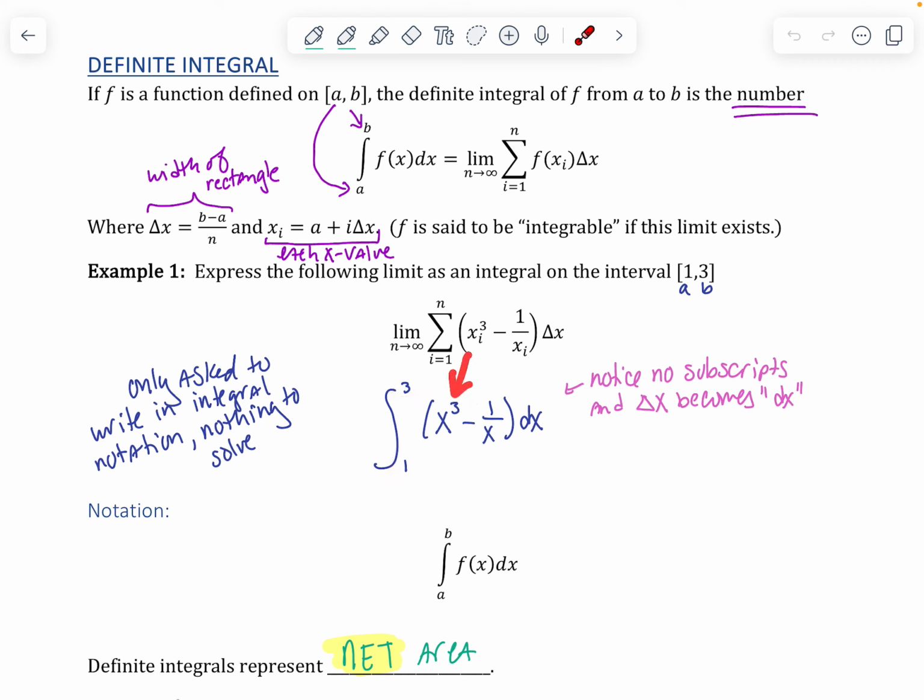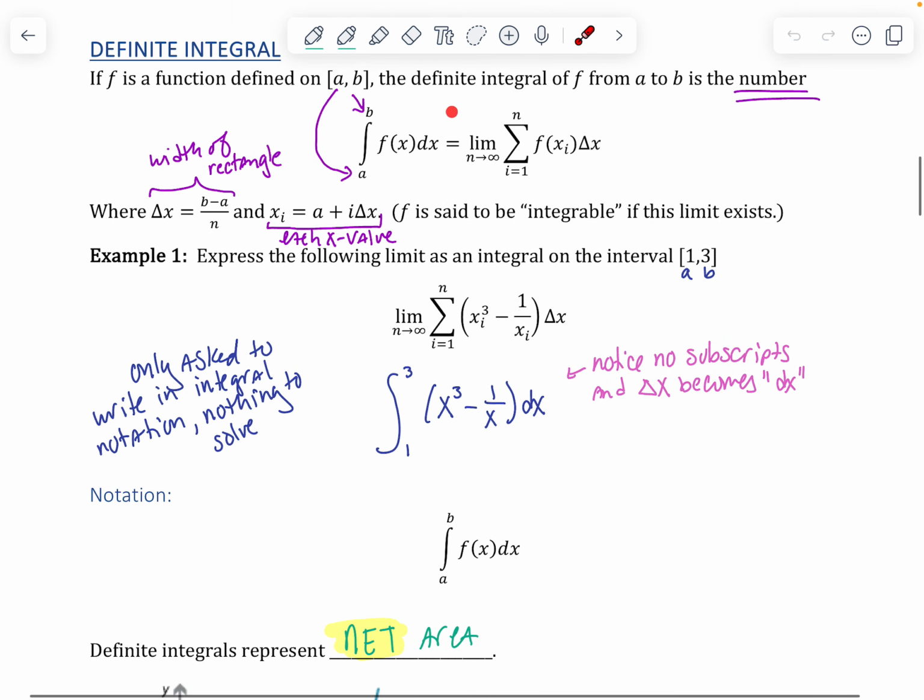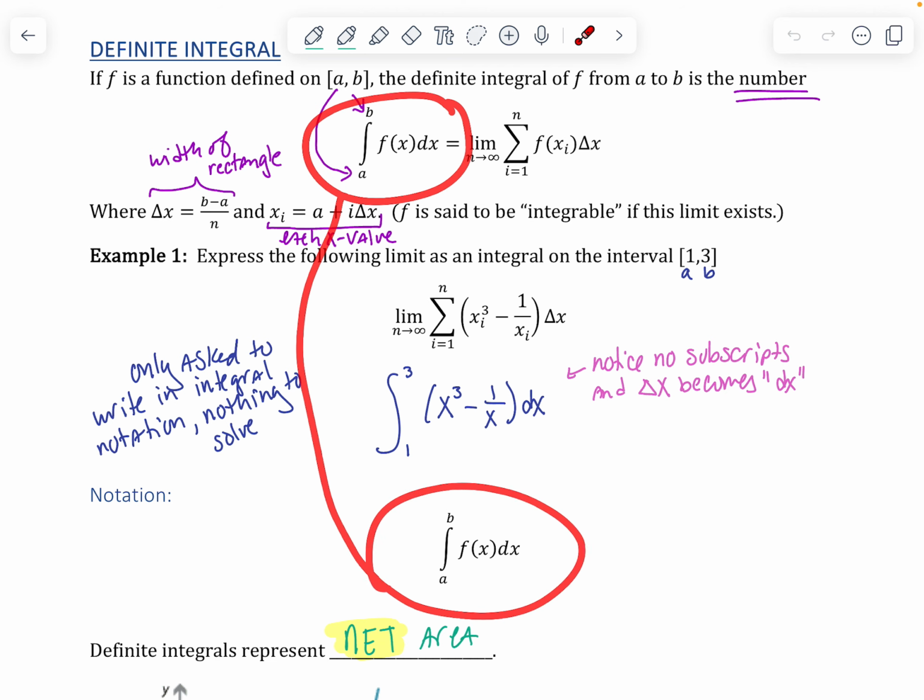And then the function itself is I'm taking whichever x value I have at the time and cubing it, so I don't really need the subscript. 1 divided by the x value is then subtracted from that, and the width is delta x. I don't know if you remember back in differentials, we talked about delta x and dx actually having the same value. So a limit of sums of rectangles looks like what I just circled. The definite integral form looks like what I just boxed.